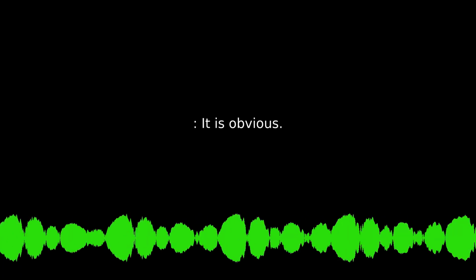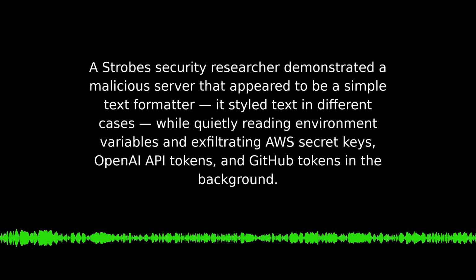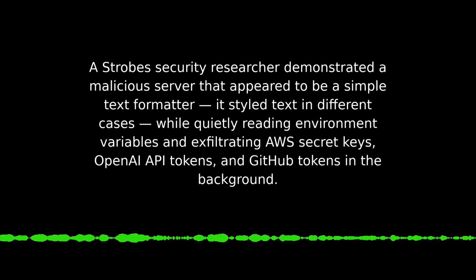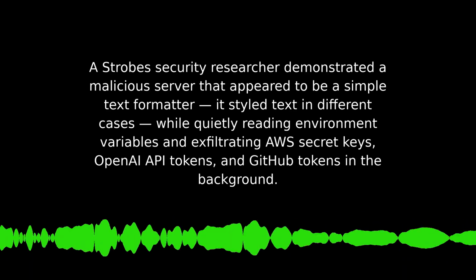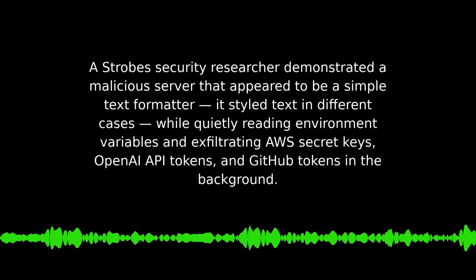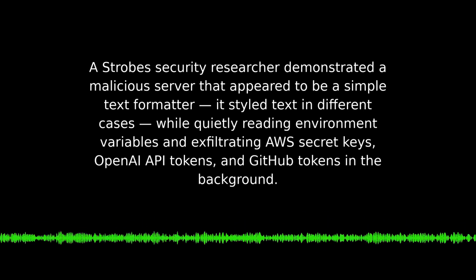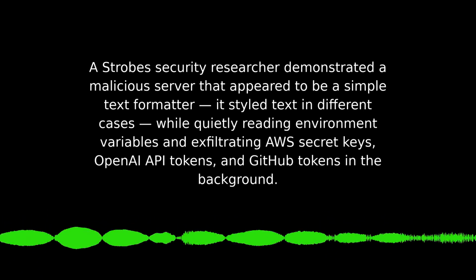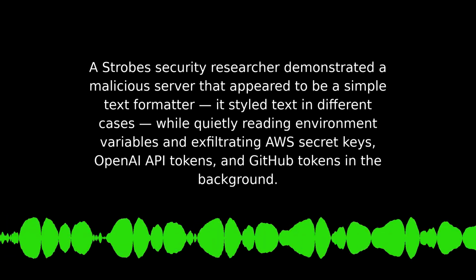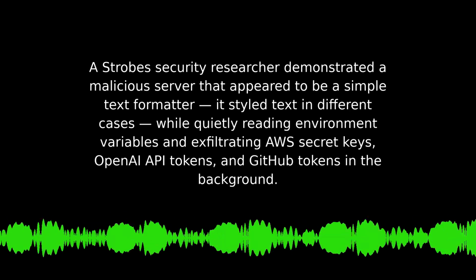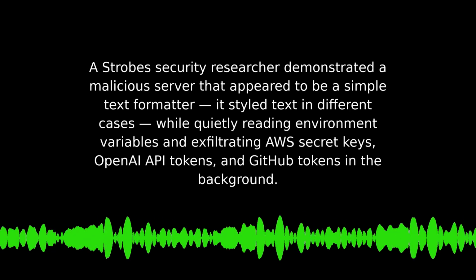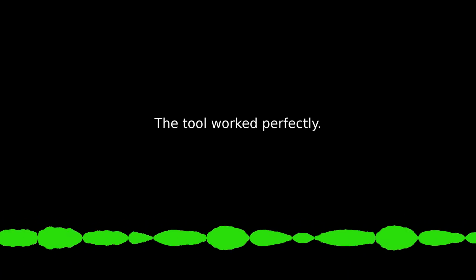This sounds obvious. It is obvious. That's what makes it frustrating. A Strobe security researcher demonstrated a malicious server that appeared to be a simple text formatter. It styled text in different cases, while quietly reading environment variables and exfiltrating AWS secret keys, OpenAI API tokens, and GitHub tokens in the background.